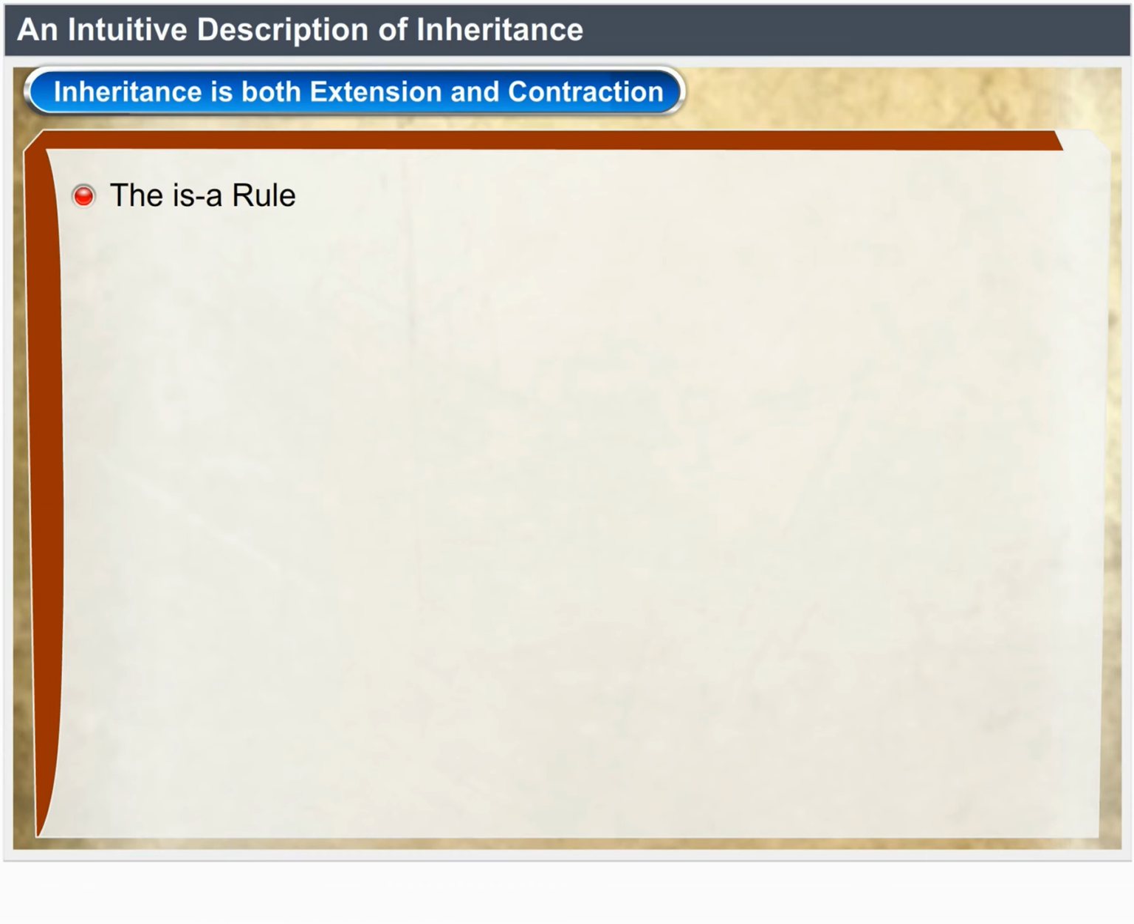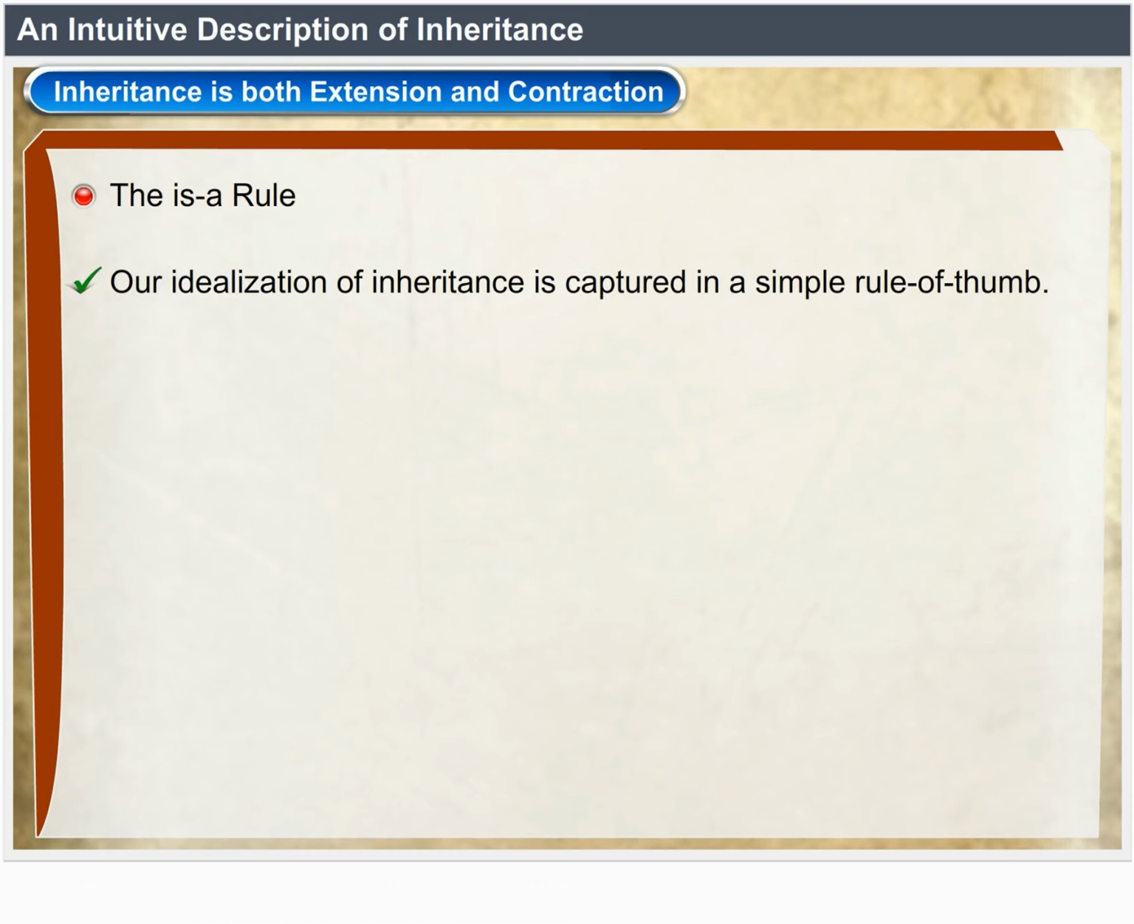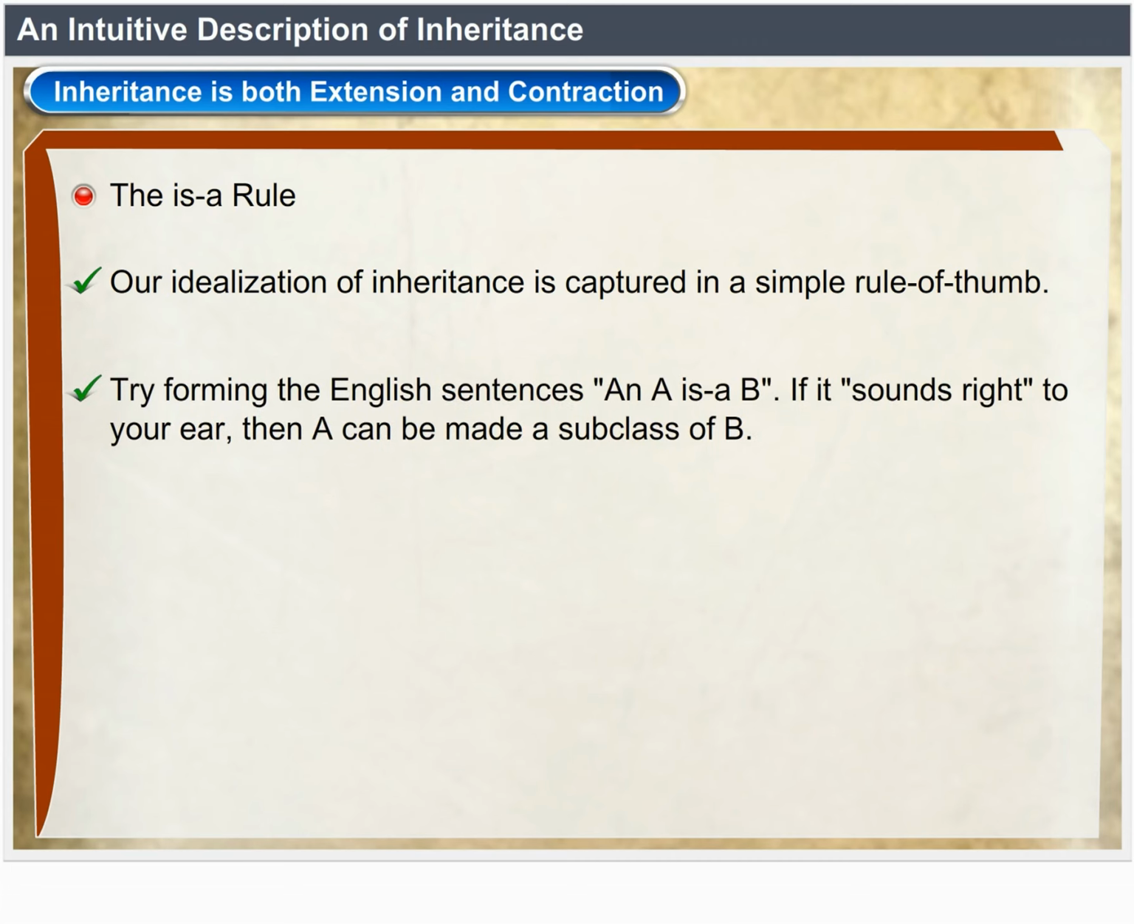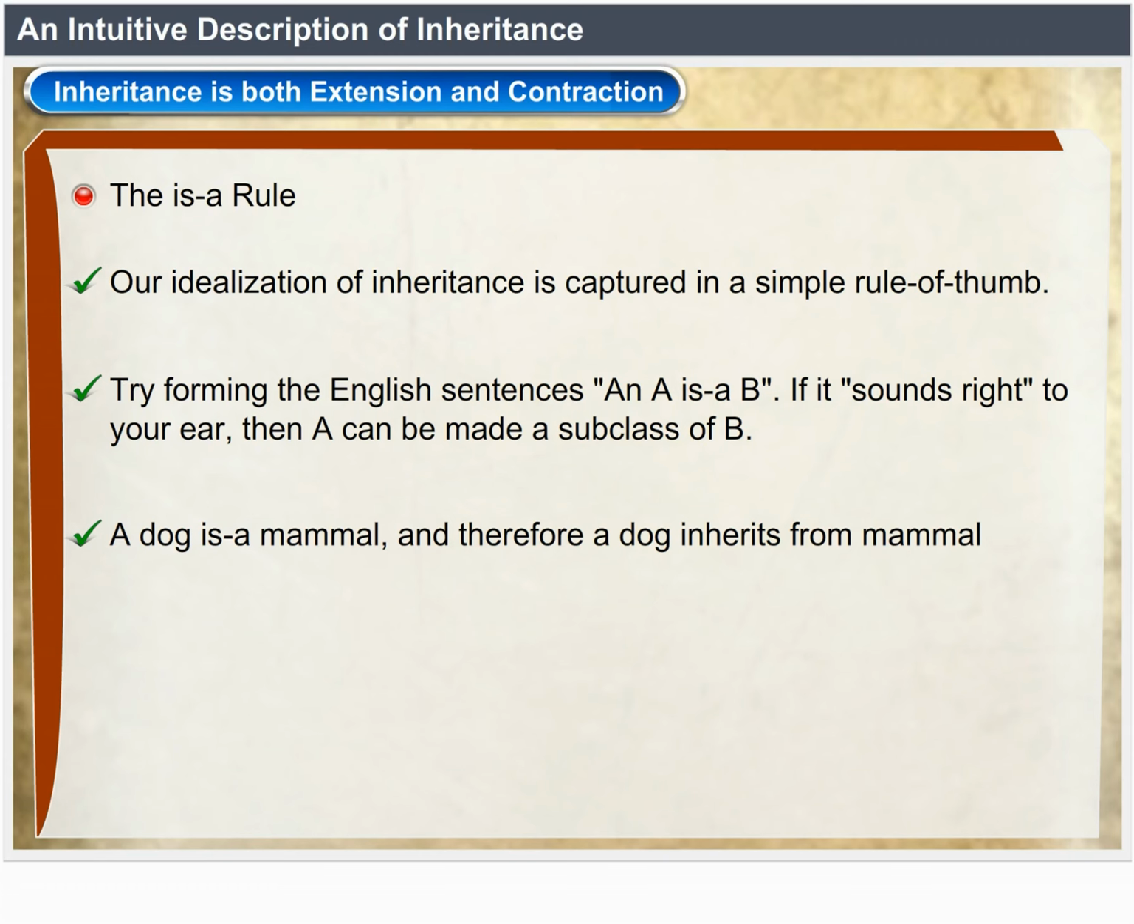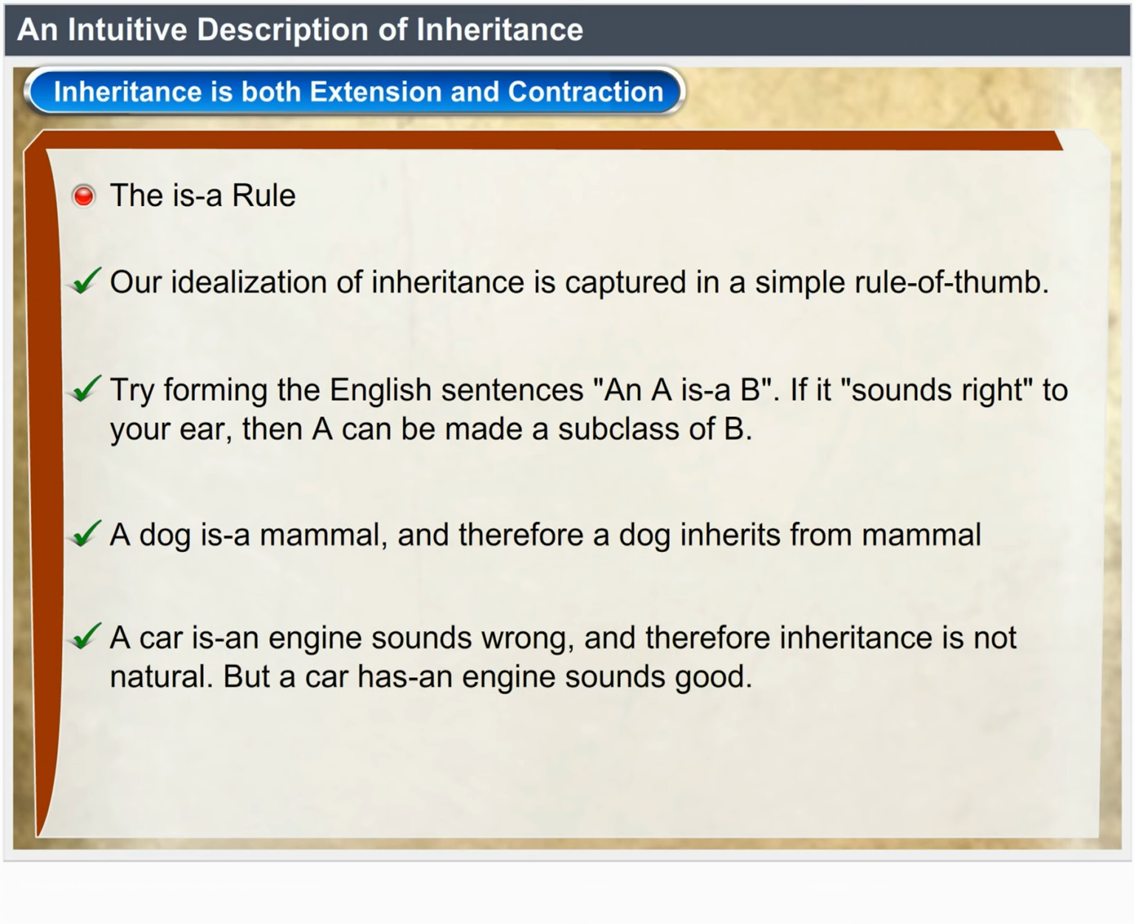The is-a rule. Our idealization of inheritance is captured in a simple rule of thumb. Try forming the English sentence A is a B. If it sounds right to your ear, then A can be made a subclass of B. A dog is a mammal, and therefore a dog inherits from mammal. A car is an engine sounds wrong, and therefore inheritance is not natural, but a car has an engine sounds good.